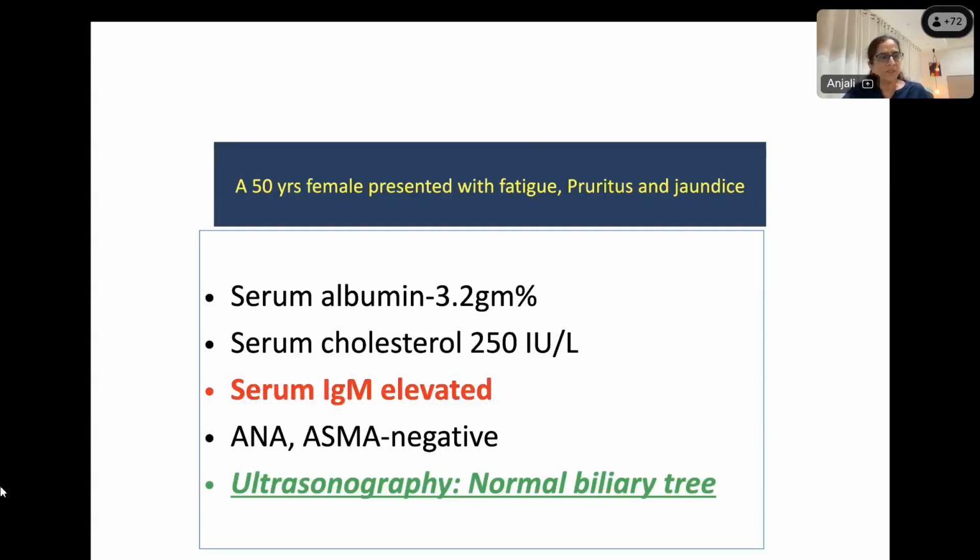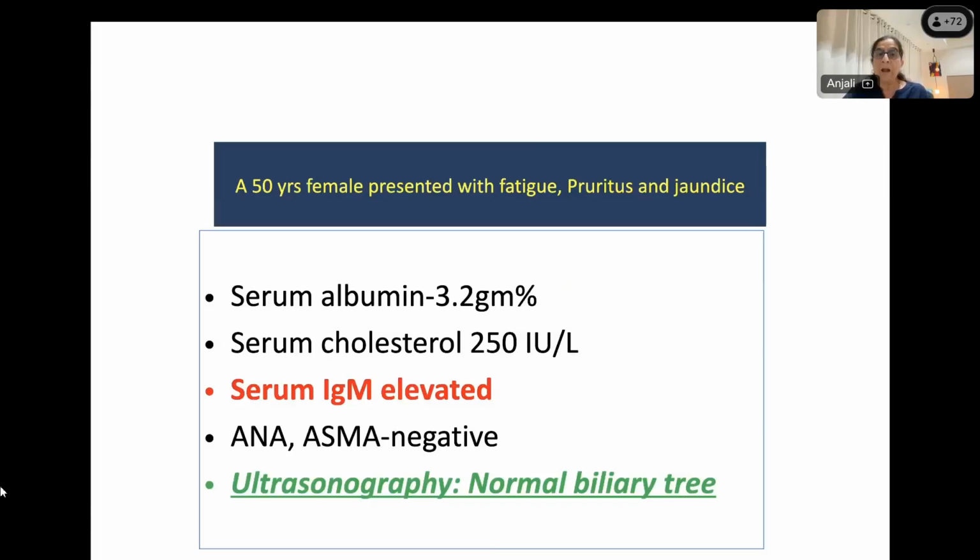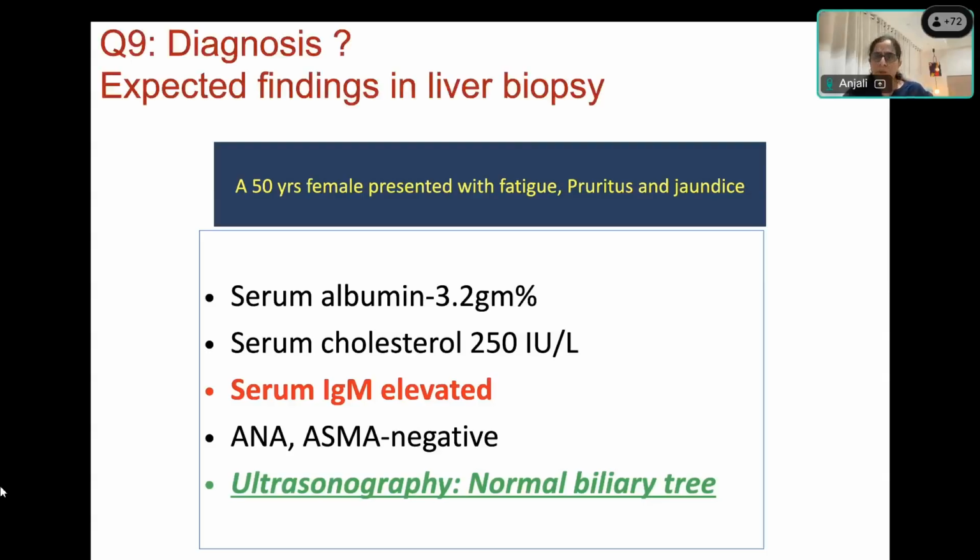So any diagnosis here? Again, a female patient, AST/ALT not much elevated, but alkaline phosphatase raised, gamma GT raised, viral markers negative, and ultrasound normal biliary tree. Any guess over here? Coming with severe itching. Ma'am, IgM is raised. We can say that it could be primary biliary cholangitis. Very good. So this is probably a case of primary biliary cholangitis.